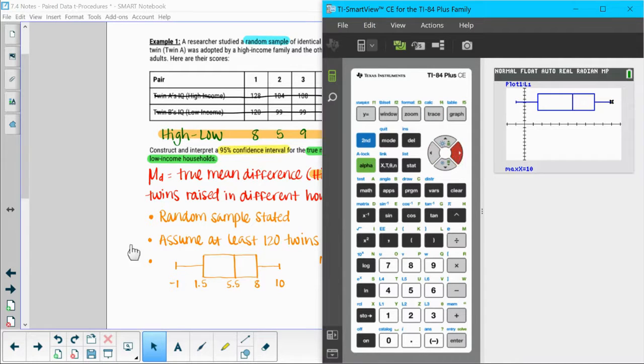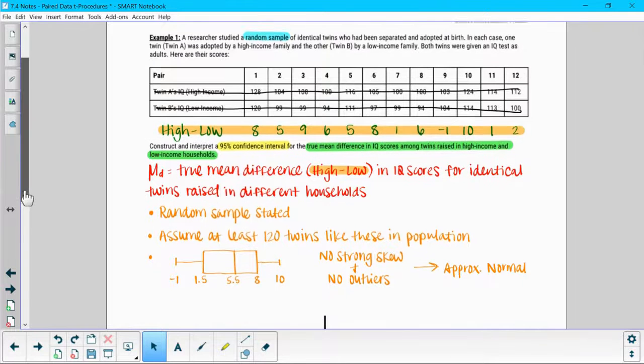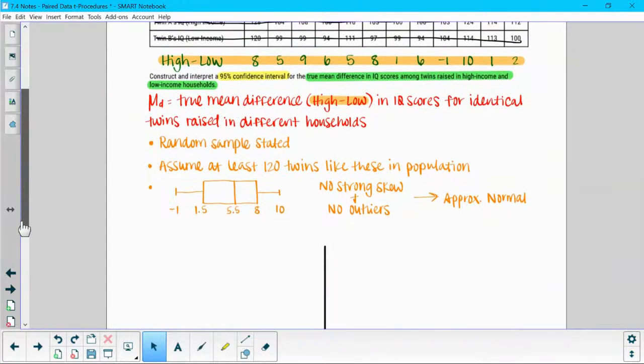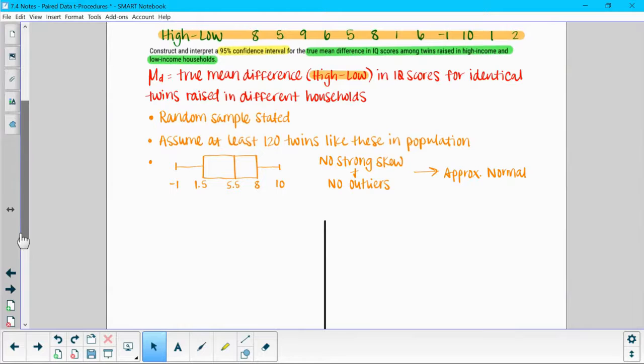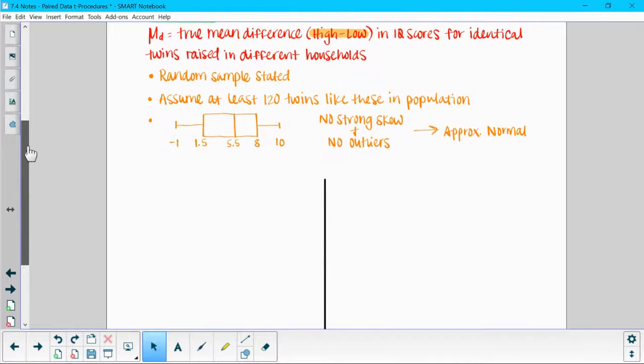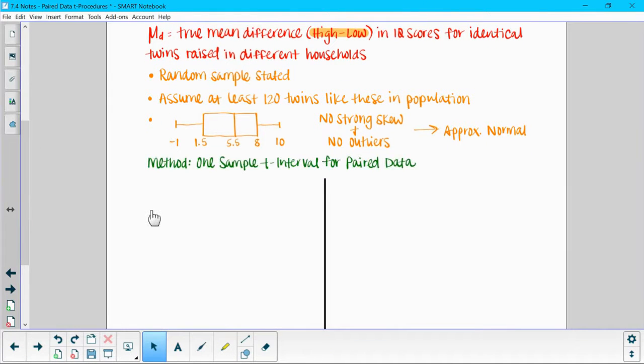So remember, we are just trying to make sure that there is no strong skew. There can be slight skew in your data, but anything extreme you want to avoid. So I can tell from my median to my max and my median to my min, they're approximately the same. So I'm going to state no strong skew. I know that I do not have any outliers. Therefore, we're going to say this is approximately normal. Going to go ahead and name my test, one sample t interval for paired data.